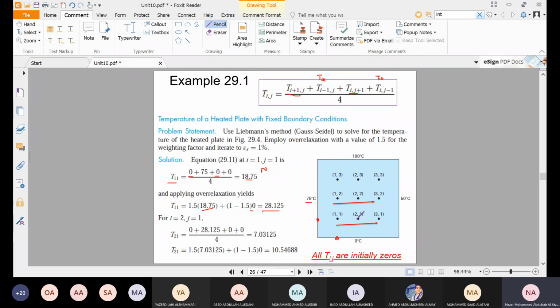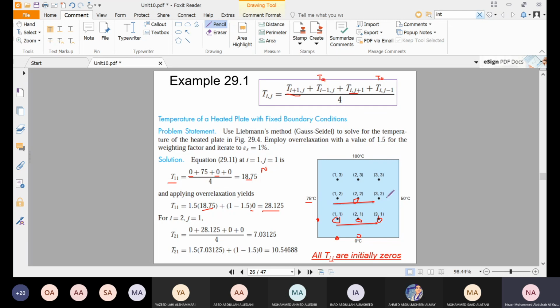After that, we go to compute the temperature for this node. You can see the temperature for this node: we need this node here, which is 0, and this node here, which is 0. The temperature here we have is 0, and this one is 28. We already computed it, so it is 28.125. Usually we go in this direction, from left to right.